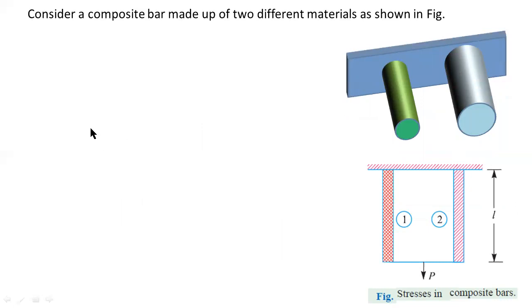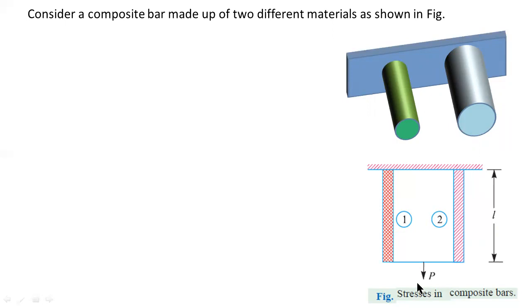Here, consider a composite bar made up of two different materials like this. This is the isometric view, this is the sectional view. I consider this one as bar 1, this one as bar 2. The length of each bar is the same. So the total load acting on the compound bar is equal to P.